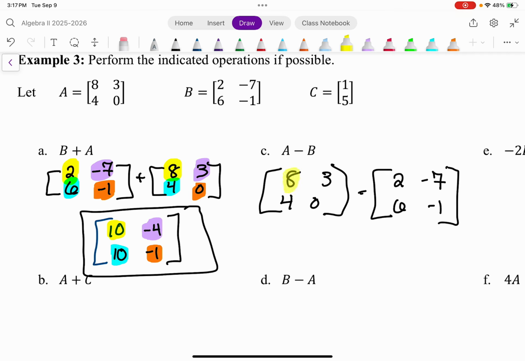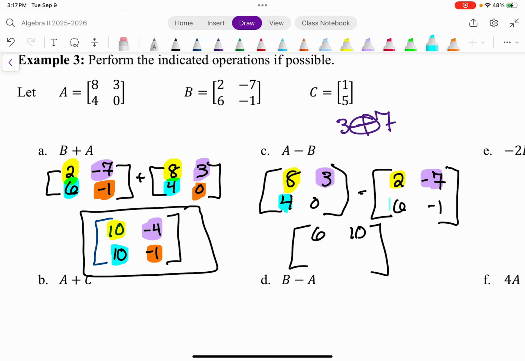So this one, again, starting in row 1, column 1, we have 8 minus 2. That'll give us an answer of 6. Then we have 3 minus -7. So if it's helpful, you might want to write it out so you don't forget this double negative will actually change it to a plus. That will give us 10 for that new entry.